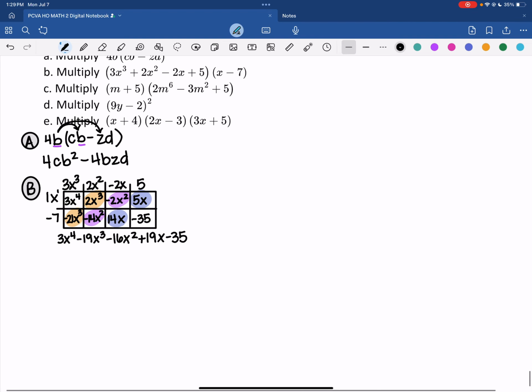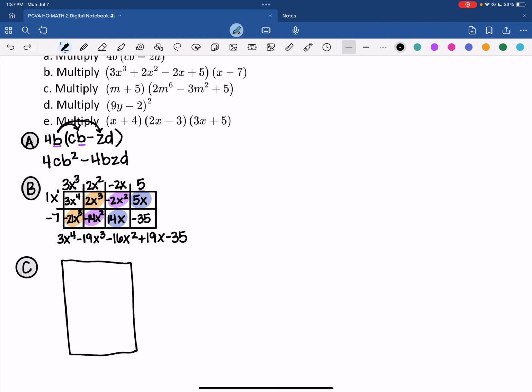So same thing can apply. C is very similar to the one we just did. The only difference is the amount is switched around. So we're just going to set it up. I'm actually going to do it the long way this time, just so you can see it. It doesn't really matter what way you do your box, as long as you do the same amount of numbers for each term.